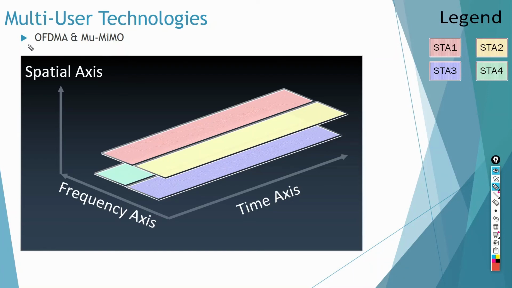Let's recap on a high level. Both of them are multi-user technologies. Each one is more suited to a certain traffic type. So OFDMA is for real-time, jitter and latency sensitive traffic, whereas this is more suited for high bandwidth applications, let's say videos or larger file transfer, etc. Okay, now let's clear things and move to the other section.